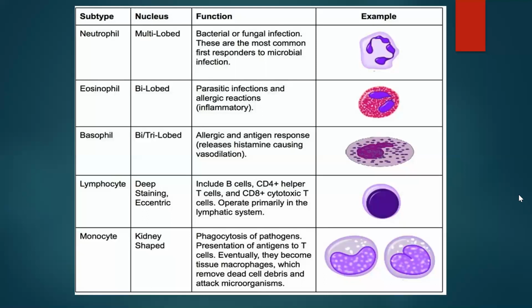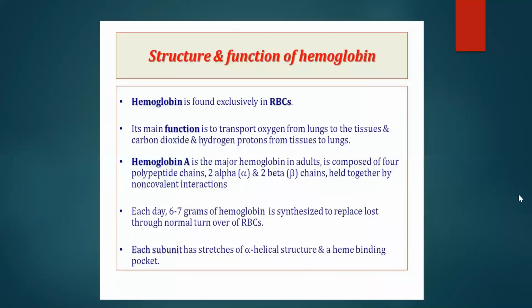So I hope you understood these types and functions with the help of structure. I gave some examples, basically the structure only, right? We divided them on the basis of nucleus, function, and examples. So these are the types of WBCs.